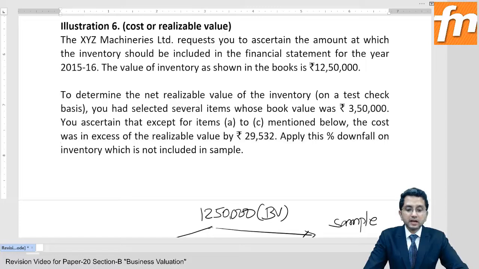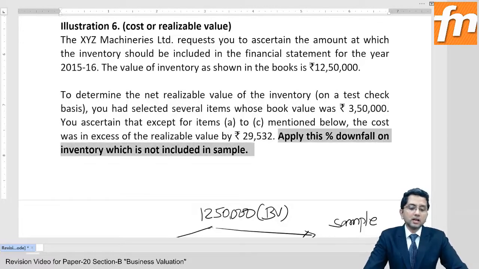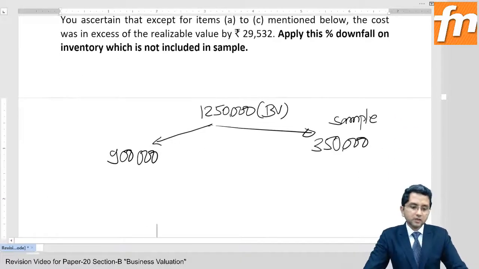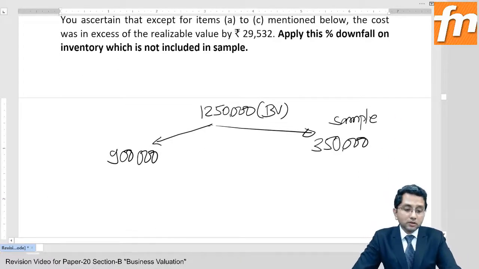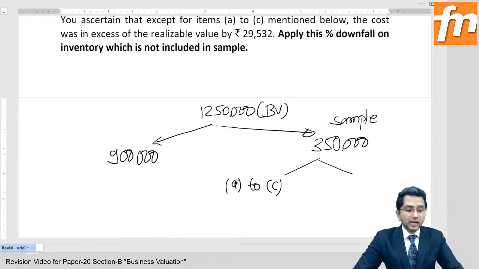Apply this percentage downfall. Like, I have made this correction in the question, it's not there in the original question. Apply this percentage downfall on inventory which is not included in the sample. Okay. So now out of 3,50,000 also, it should be divided into two parts. One is item A to C, which we need to take care of separately. And the remaining should be reduced by roughly 30,000 rupees.